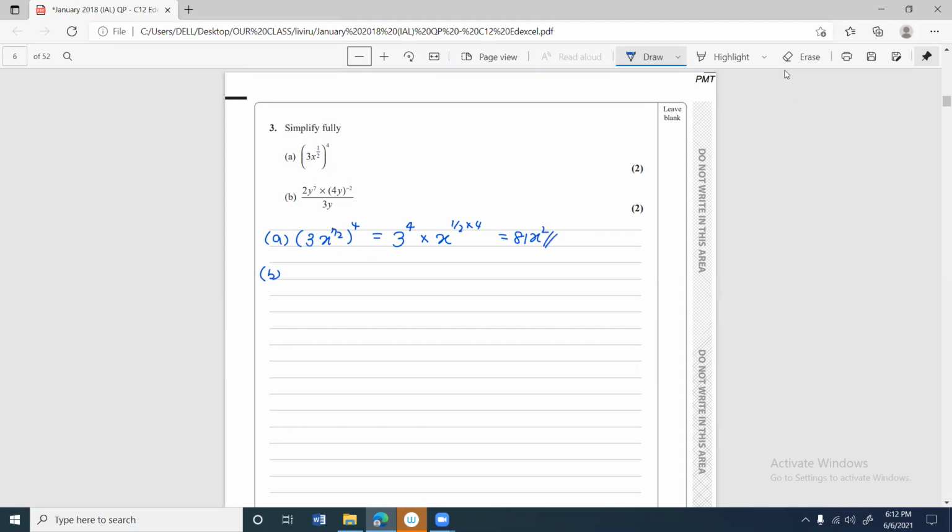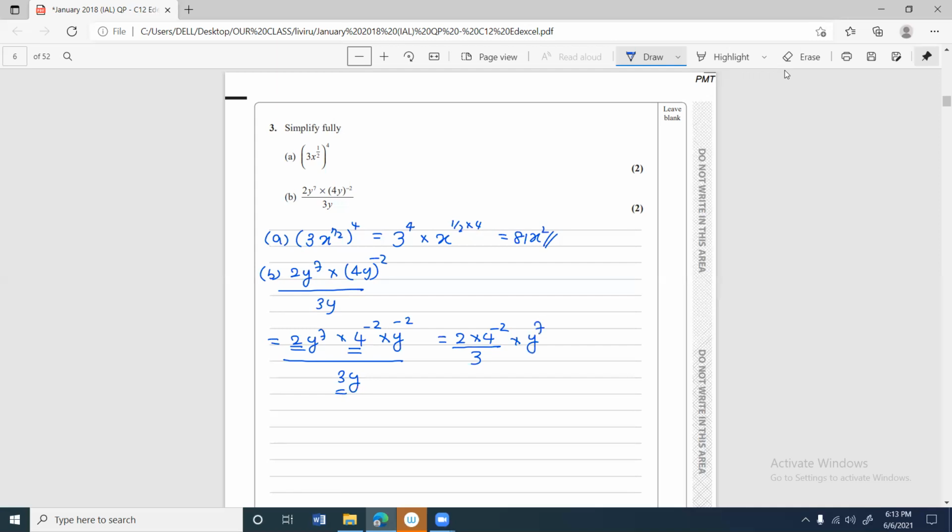Part B. When you're operating, this is 2y to the power 7 times 4y to the power minus 2, divided by 3y. So over here initially you can say this is 2y to the power 7 times 4 to the power minus 2 times y to the power minus 2, because it's the power of power theory, the same fact we learned in the first part of the question, divided by 3y, right? Okay. So now you can operate with the digits. 2 times 4 to the power minus 2 divided by 3. 2 and 4 and 3. Then operate with the y variables.